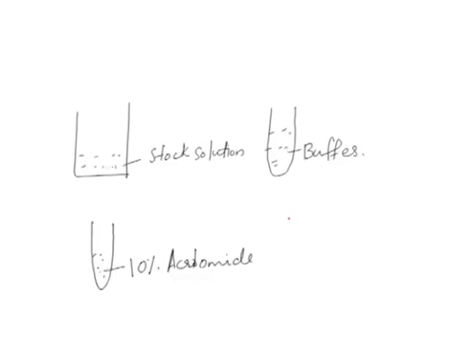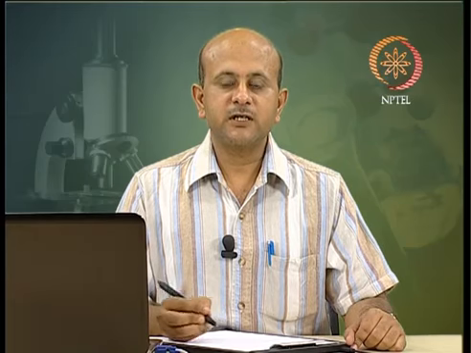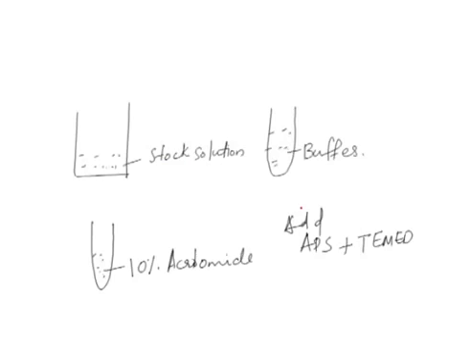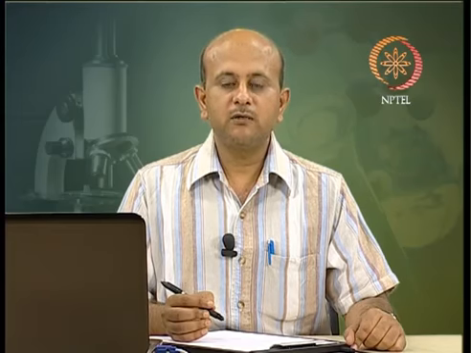Now, once this is 10%, you will add two things here, one is APS and TEMED. All right. Like I said, TEMED is the accelerator. As TEMED is added, this whole process starts very fast, and very small amounts are added. Once you have added these to the 10% gel which you have made, and you have already added buffers and all, then very quickly you have to pour this into the casting apparatus.